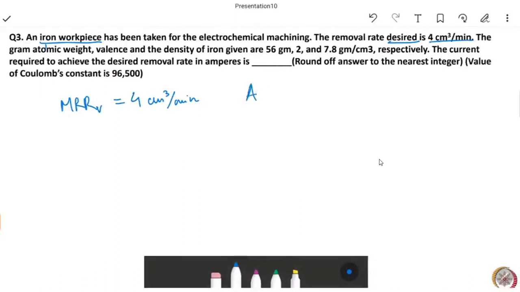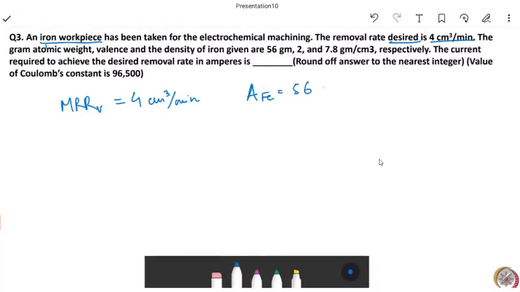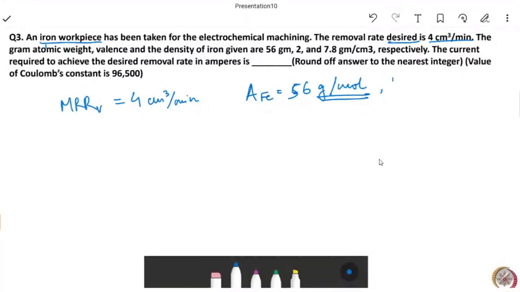So 56. If you try to recall, the unit for atomic weight is gram per mole. Then you have valency of iron is 2, which means that this reaction is happening.